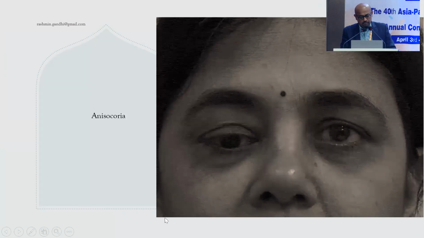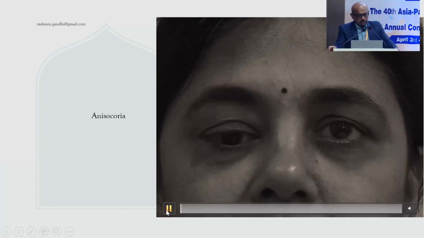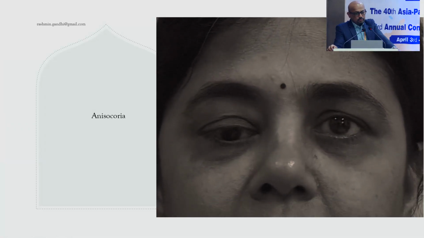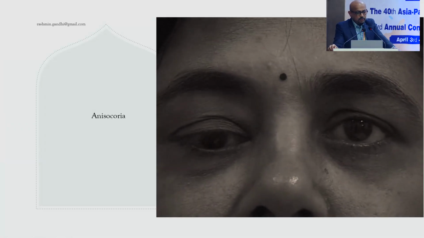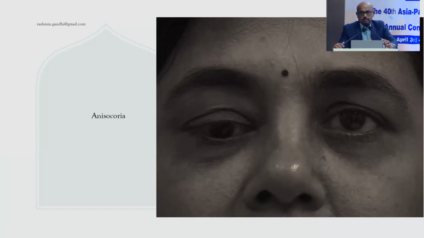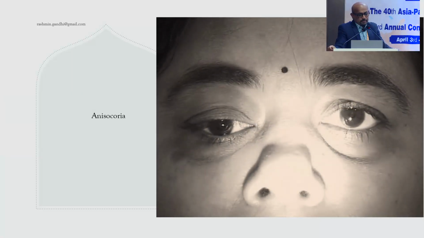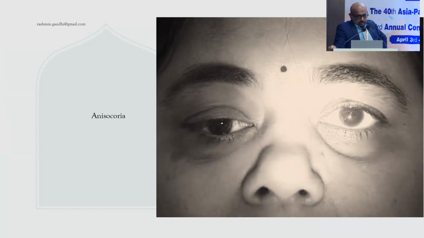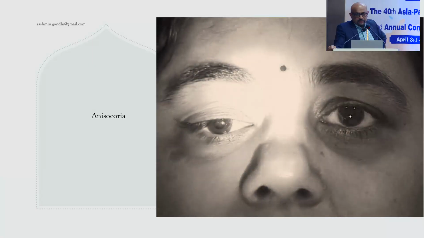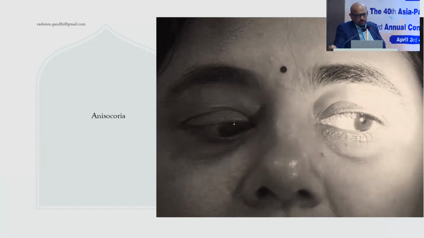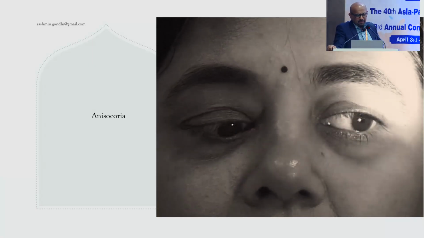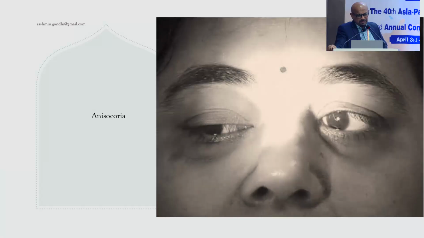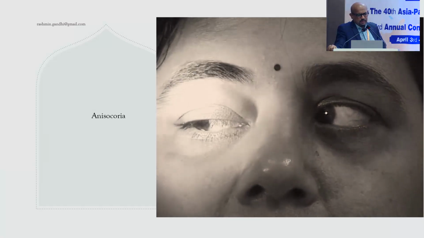One more patient of anisocoria. Patient has ptosis of the right side. I'll let you look at the ocular motility and then please tell me what your thoughts are. Patient is a known case of diabetes. She was initially told that maybe all this is happening because you have uncontrolled diabetes. Patient looking to the right.